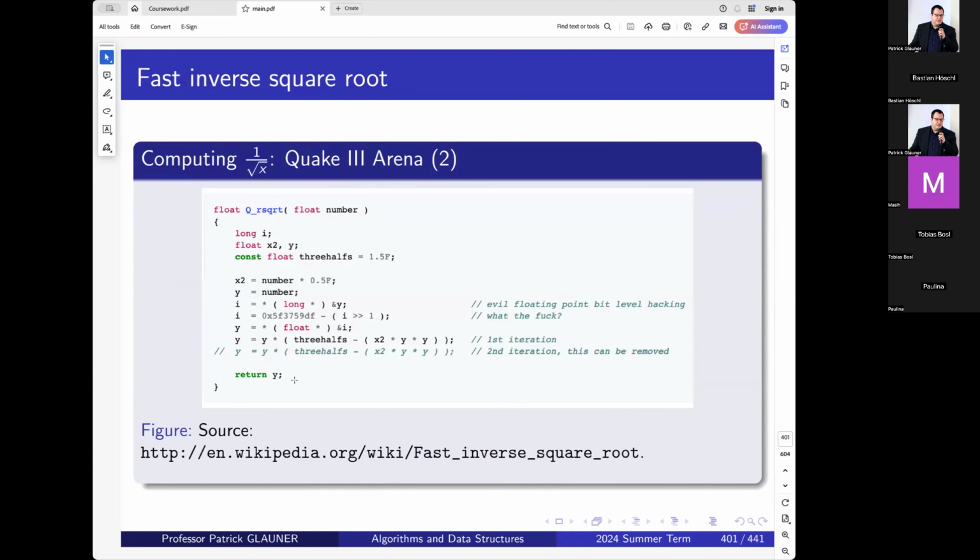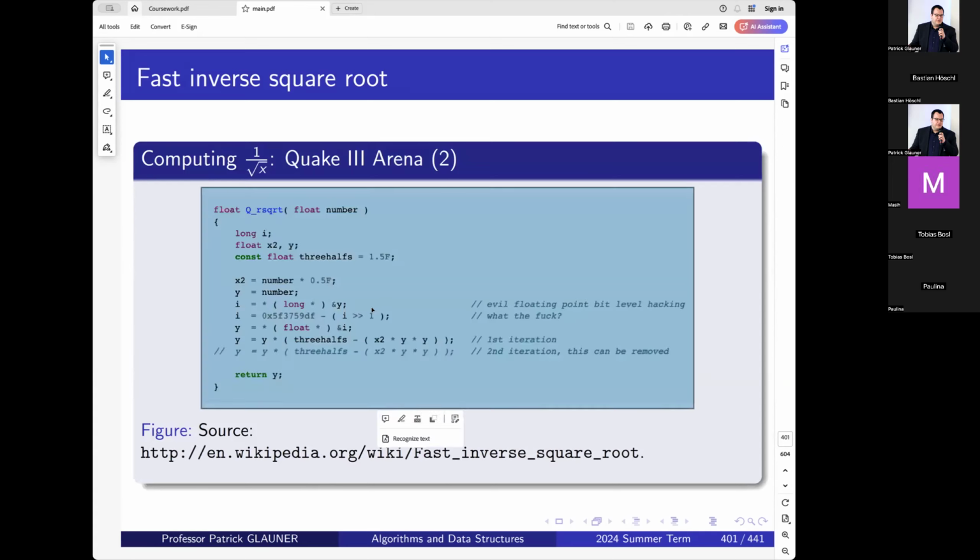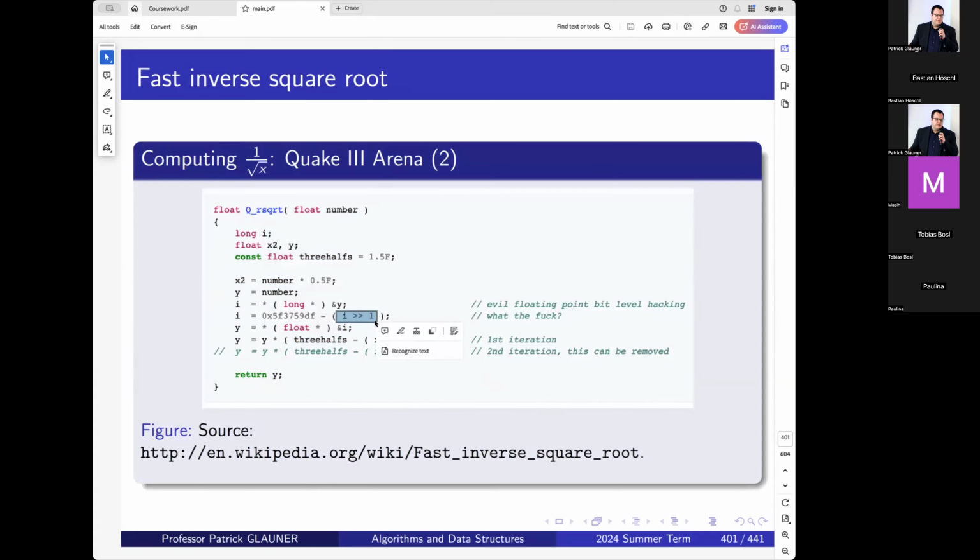It does some strange stuff. We have a number, and this number is assigned to y. So this code is in C, but it doesn't matter. And what it does is it takes i and does a bit shift by 1. And then it takes this strange constant and subtracts this bit shift.